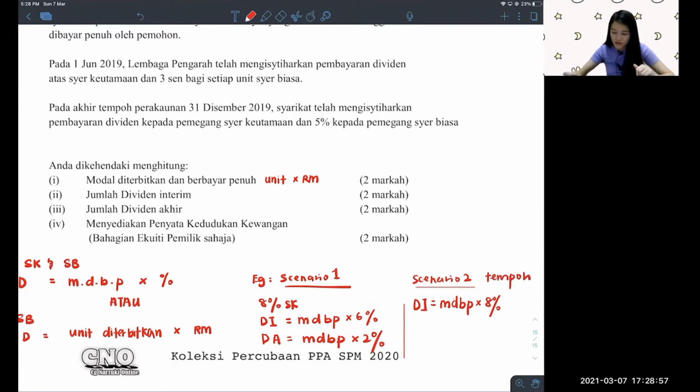Assuming that this modal diterbitkan dan berbayar penuh is paid by March 1st, okay? And my dividend interim is given at 30 June. So what you do is count the tempo. March to June. How many months are they entitled to get for their dividend interim? March, April, May, June. They can only get 4 months out of 12 of this 8%, because the tempo for dividend interim starts from when they pay to when the dividend interim is given.